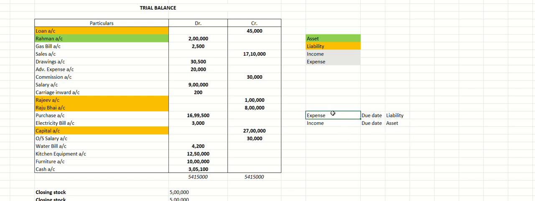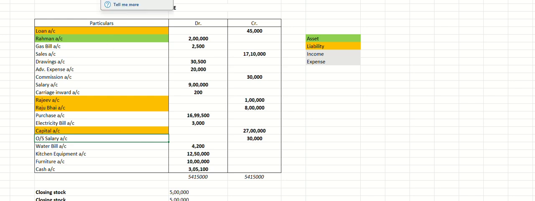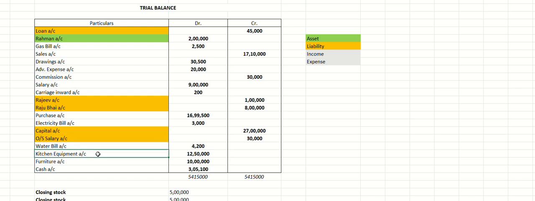Similarly, salary was an expense which had to be paid on a date. Unfortunately, the business couldn't make the payment on the date. Since the due date of the expense has crossed, it is our liability. This is a common theory to understand. So what I was trying to tell is outstanding salary is another liability of the business. Now we have water bill. Of course, bill is an expense, neither asset nor liability. Kitchen equipment being an expense.